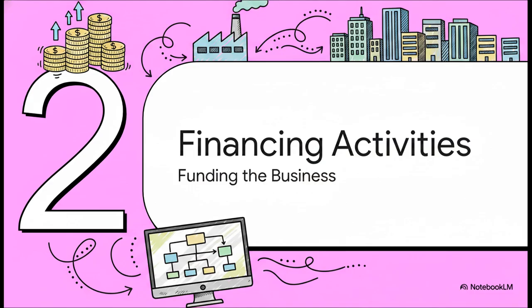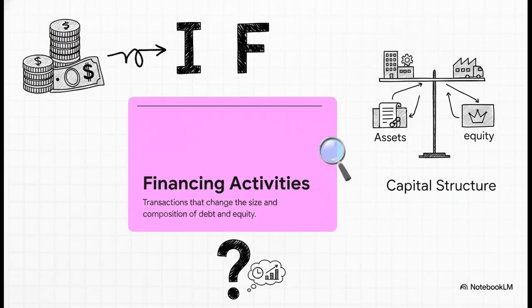Which brings us to the second pillar, financing, funding the business. So the big question is, how does a company actually pay for all those new facilities and business acquisitions? Financing activities are the transactions that change the size and composition of the company's debt and equity. Which means, here is your second litmus test. When analyzing a transaction, just ask yourself, does this change a long-term debt or equity line item on the balance sheet? If it alters the company's capital structure, it is almost always going to be a financing cash flow.